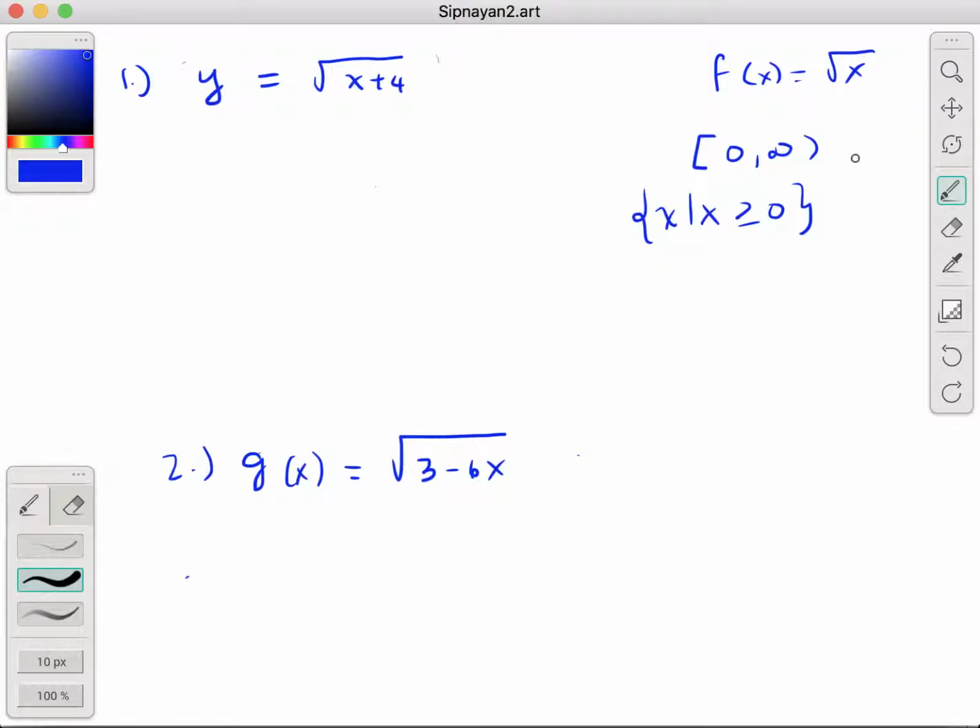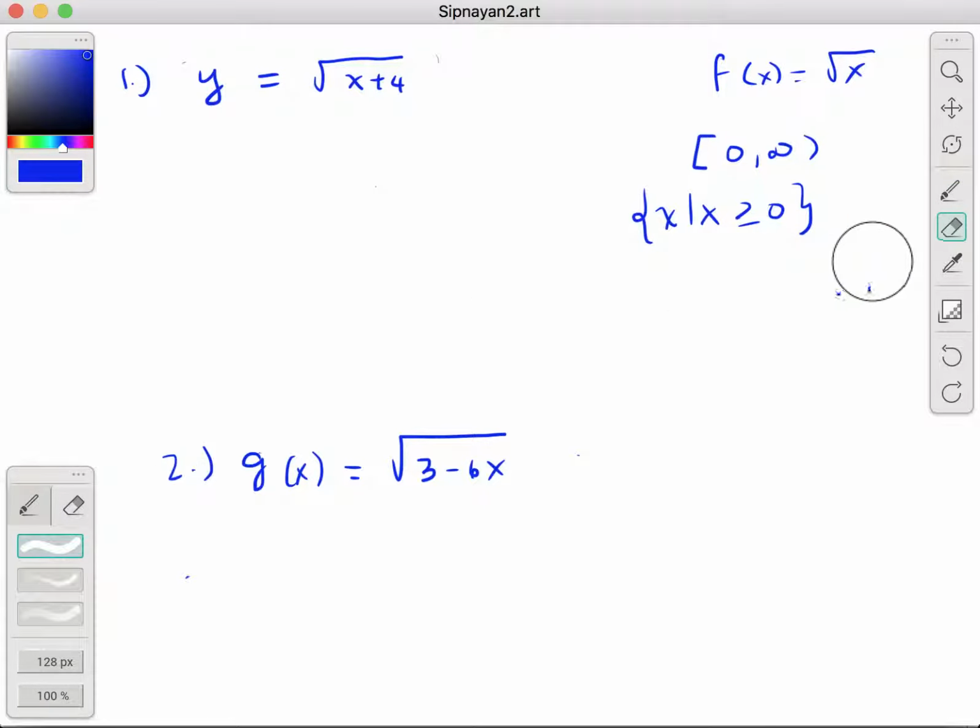Bakit? Kasi hindi tayo pwede magkaroon ng negative number under a radical sign. Pag nag-negative tayo dito, square root of negative 1 for example, wala tong square root, undefined siya, di ba? In the set of real numbers. Kasi pag complex number na may square root, but we're talking about a set of real numbers, wala tayong square root, undefined. Kaya whatever the number under the radical sign must be greater than or equal to 0.